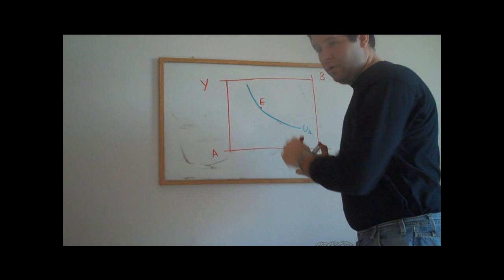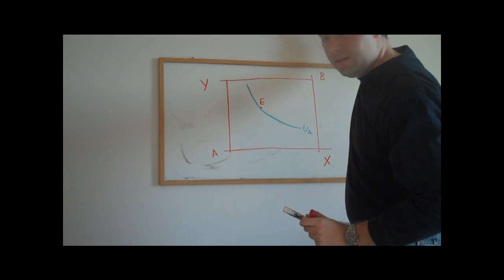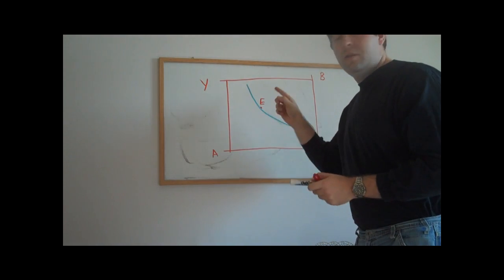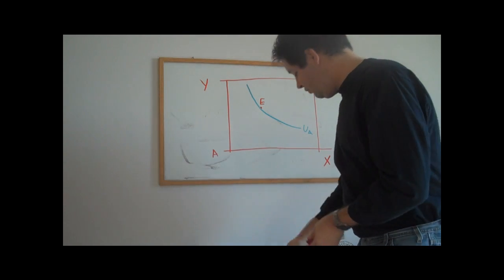It's convex to the origin, typical shape, and so that tells us that anything up here to the northeast of E is preferred by person A to bundle E. We can do a similar exercise for individual B.